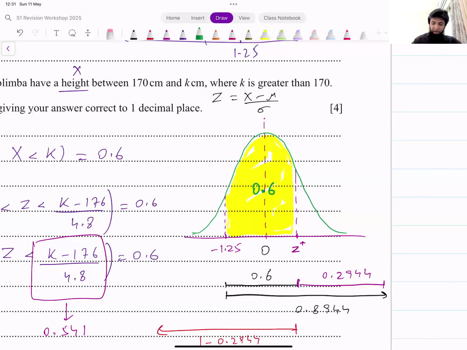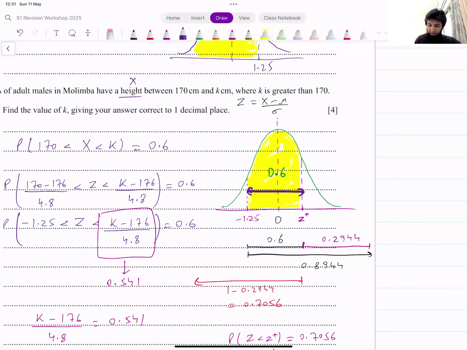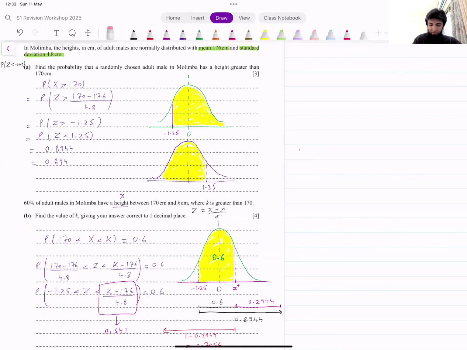How do you find the value for K? We know that this area is 0.6. Can we find the area to the left of minus 1.25 somehow? We found that in the previous part of this question. In the previous part, we found the probability corresponding to the Z value of 1.25. On the left side of that, we found in the first part, this area was 0.8944. If that's 0.8944, what I've done is I've said this small region here would be 1 minus that, and that's 0.106.